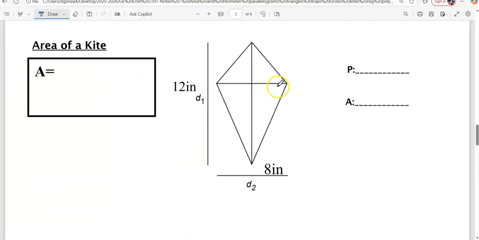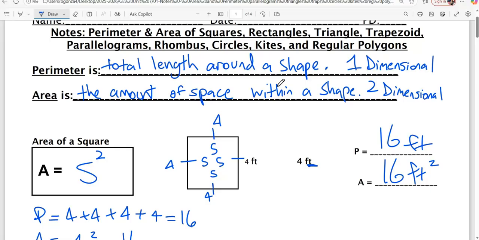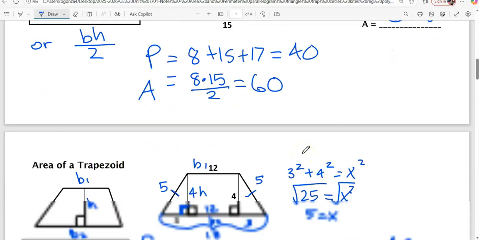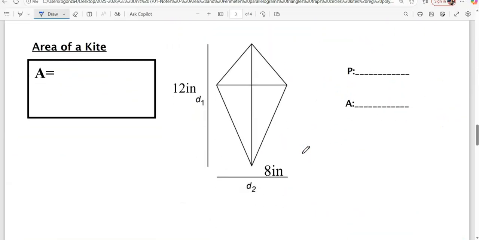All right, so we're continuing our notes from yesterday. Perimeter and area of squares, triangles, trapezoids, parallelograms, rhombus, circles, kites, and regular polygons. So we did first page, second page, and here we are on the third page.